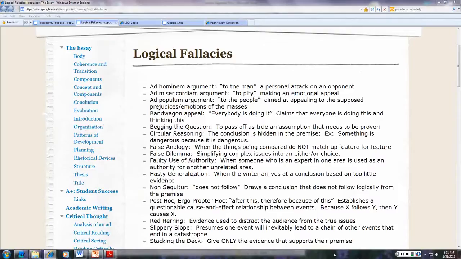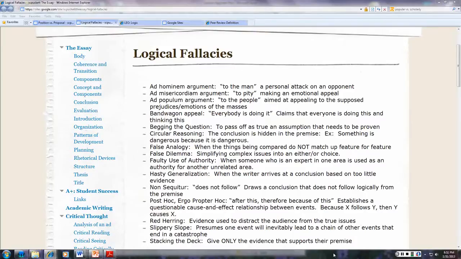Circular reasoning is when the conclusion is hidden in the premise. A false analogy is when things don't match up. Sometimes I'll use an analogy and I may say it will fall apart. If you show that two things are alike when the comparison does fall apart, when the two things aren't alike feature for feature, then that's a false analogy. A false dilemma is when there are only two choices, particularly for a complex issue where there are a variety of reasons and a variety of choices that are available.